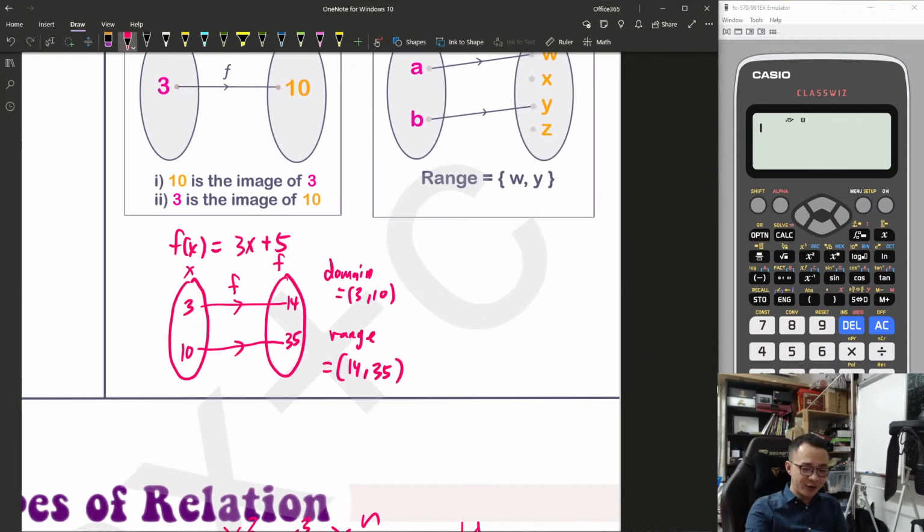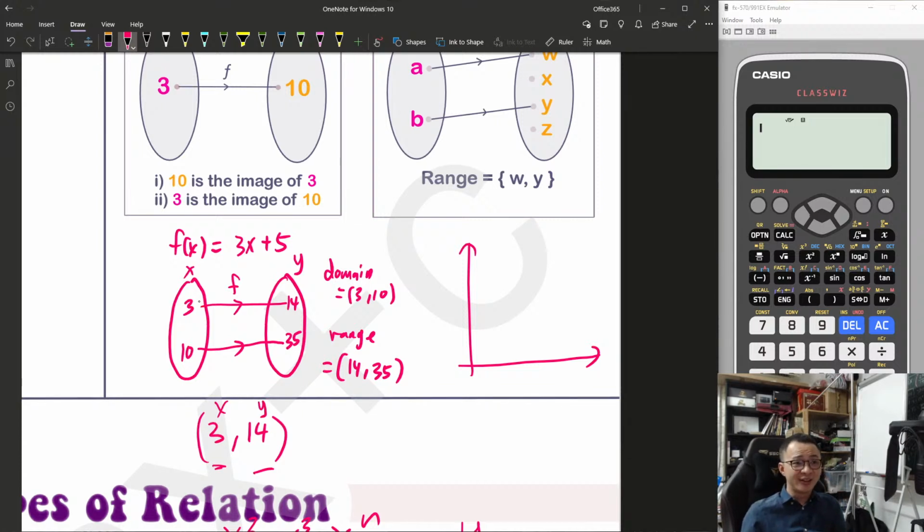But in the graph world, let's see what happens. If I want to draw this out, you should be able to understand that 3 and 14 is a coordinate, because like I say, this is x, this is y. That means the x value 3 links to the y value 14. So this one is the coordinate. Therefore, another coordinate is 10 and 35.